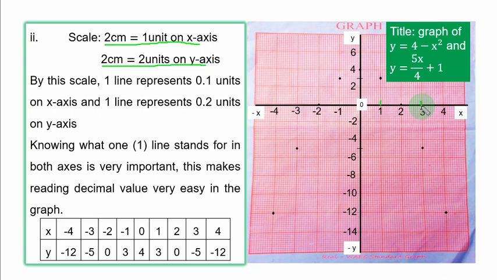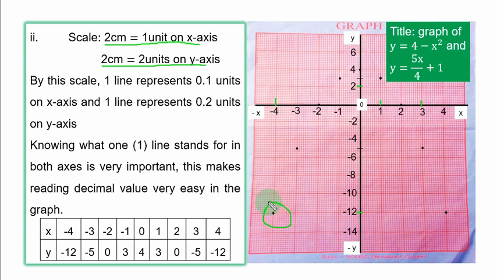For the y-axis, that same box, you give it 2 units. So from 0 to the end of the first box is 2, the next becomes 4, then you have 6. When you go down, you have -2, -4, and so on. The next thing is to plot the points. The first point is that when s is -4, y is -12. This is -4 for s, this is -12 for y, and this is the point of intersection.